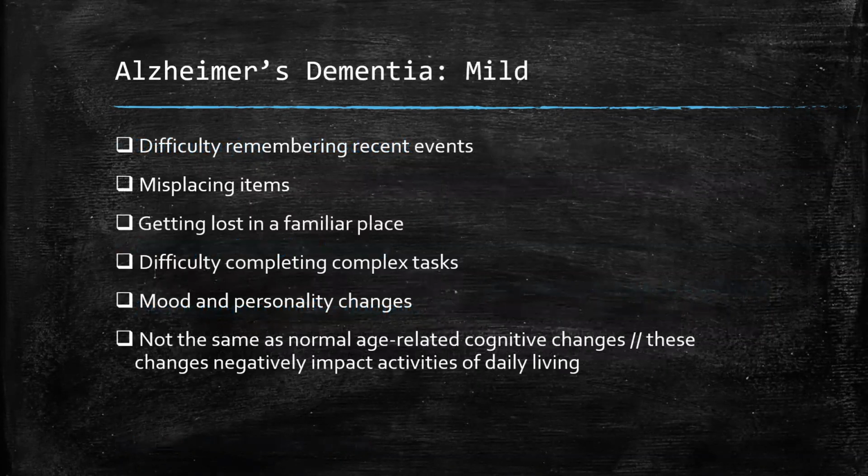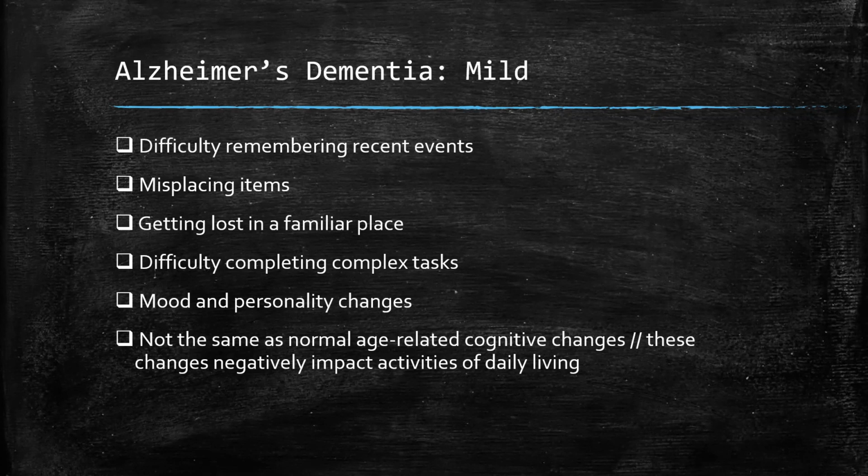So we are going to go through the different stages. So usually Alzheimer's dementia, in the mild stages, that person is going to have difficulty remembering recent events. They might misplace items like their keys or their glasses. That person might get lost in a familiar place. Maybe they're driving up to the store that they've been to many times, but they're getting lost on their way to or from. This person might also have difficulty completing complex tasks, so something like paying bills, doing their taxes. You'll also notice some mood and personality changes.